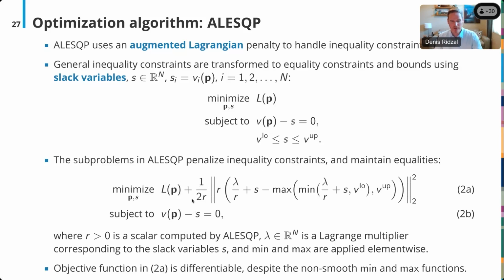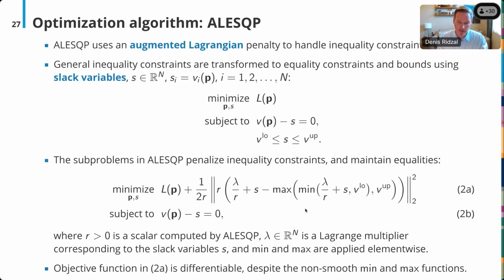I'll note here that the objective function is actually differentiable despite these max-min terms here. One can even come up with a notion of a Hessian for this objective function using some semi-smooth concepts. So that's why an SQP method, sequential quadratic programming, is justified.